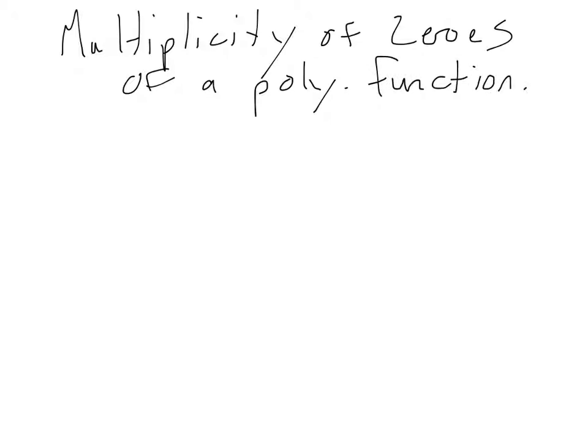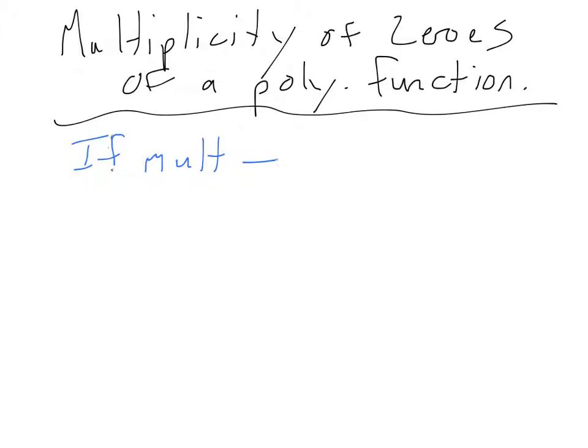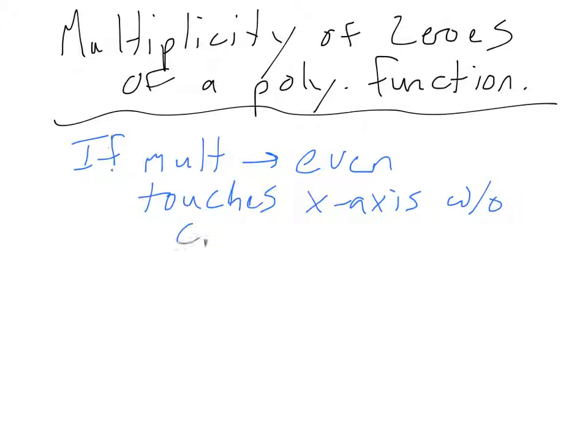right, is that if the multiplicity is even, it touches the x-axis at 0 without crossing it, at x equals r, if r is the 0.